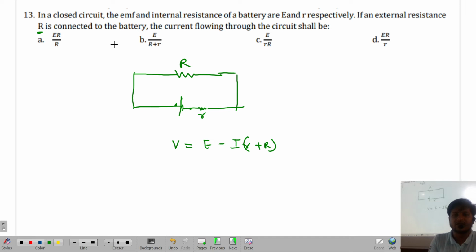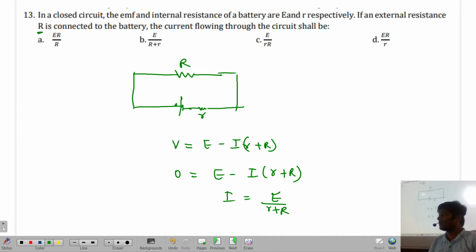Now it is a closed circuit. If the EMF E and all of these are mentioned, how much current will flow through the circuit? Can I consider the potential difference inside the battery to be equal to 0? Yes. So inside the battery V is 0, EMF E minus I times (r plus capital R). Therefore the total current is E by (R plus r). Got it or not? Yes, sir.